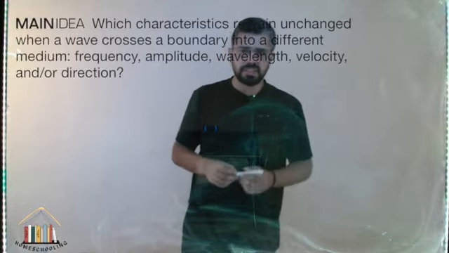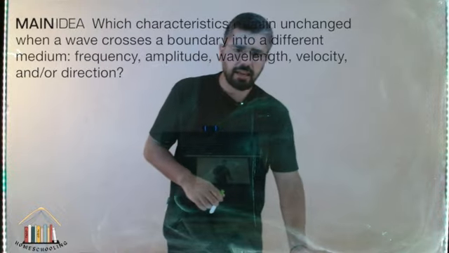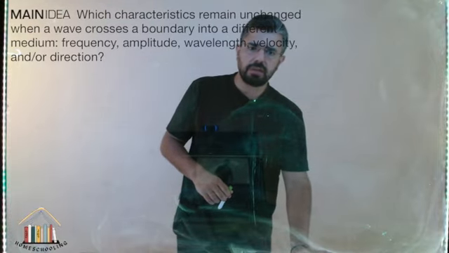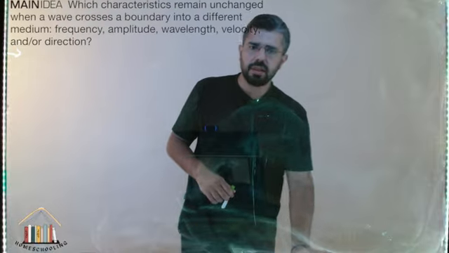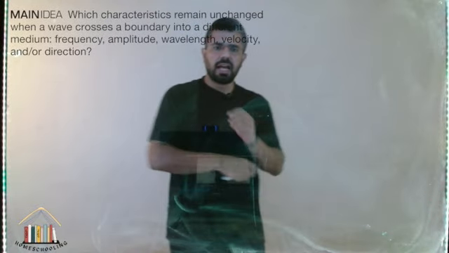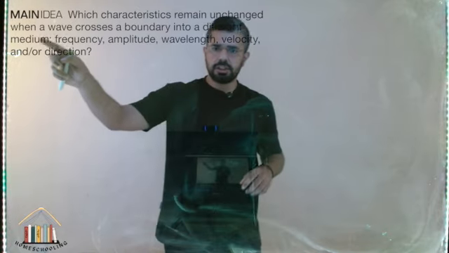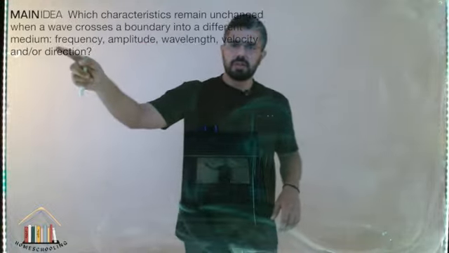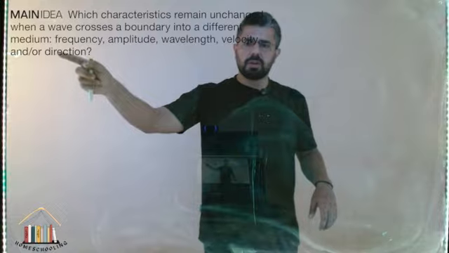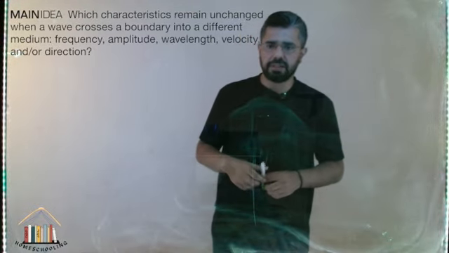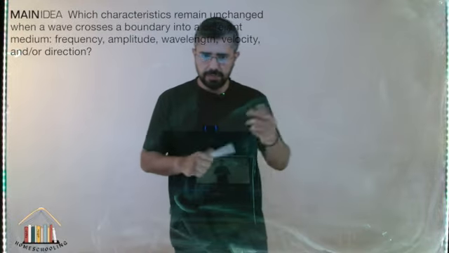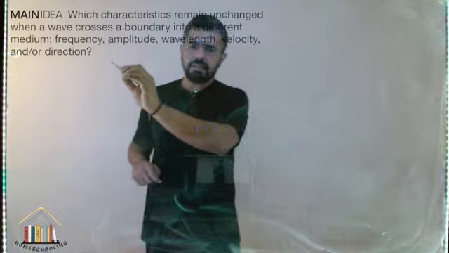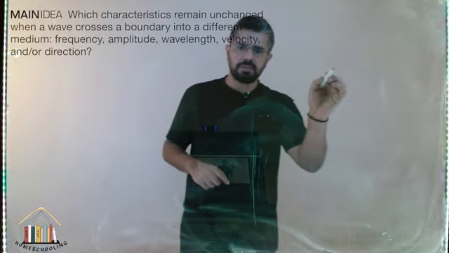So let's start solving some of the questions. Here we have the first question, talking about characteristics of waves. Let's read together. Which characteristic remains unchanged when a wave crosses a boundary into a different medium? So we are talking about refraction, as in the previous slide. Is it the frequency, amplitude, wavelength, velocity, or direction?